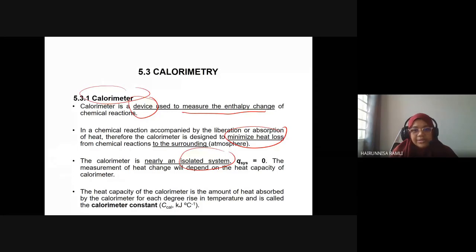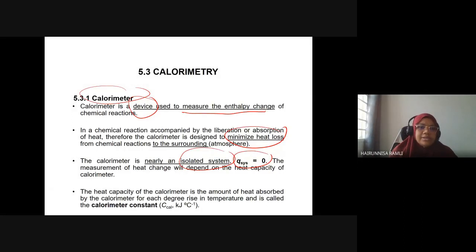When it's an isolated system, the Q system is equal to zero. Why? Because bila isolated ni maksudnya dia tak ada transfer of heat, tak ada transfer of matter kan. So that's why Q system is equal to zero. They maintain kat situ lah. The change of heat tu tak ada perubahan ya. So this calorimeter, kita boleh dapatkan juga the value of heat capacity where the unit here is in kilojoule per degree Celsius, which is actually amount of heat over temperature. Joule over temperature in degree Celsius lah ataupun in Kelvin.